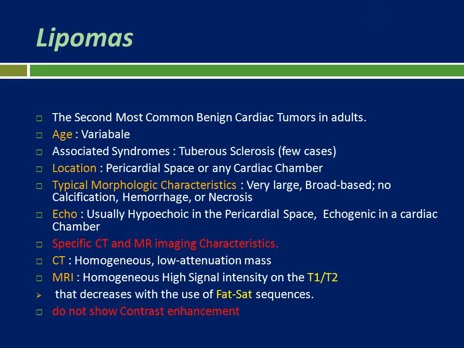Echo: usually hypoechoic in the pericardial space, echogenic in a cardiac chamber. Specific CT and MR imaging characteristics. CT: homogeneous, low attenuation mass. MRI: homogeneous high signal intensity on T1 and T2, that decreases with the use of fat-suppressed sequences. Does not show contrast enhancement.